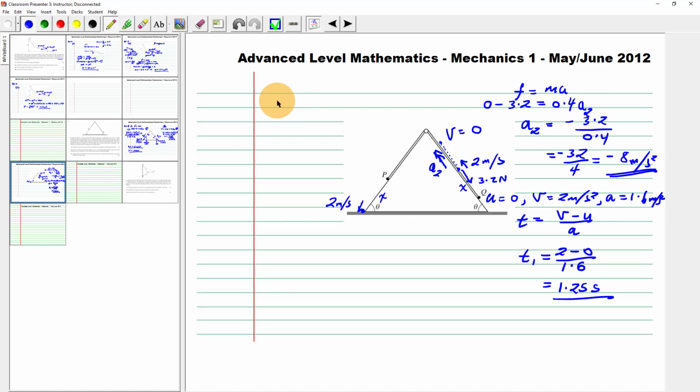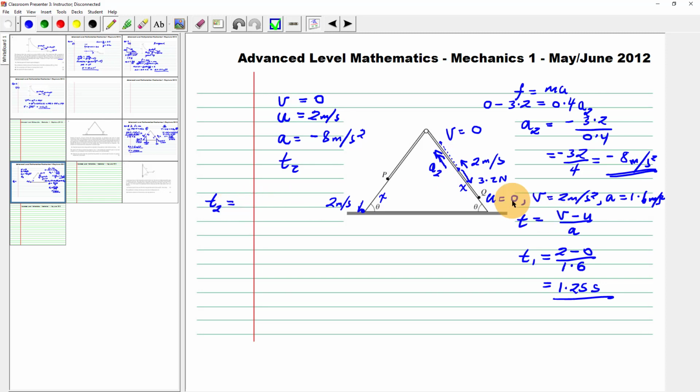For t2, we have this set of values. V is 0, u is 2 meters per second, the a is minus 8 meters per second squared, and we want t2. Again, we can use the same equation. t is equal to v minus u over a, because all the values are there. But this time, we are going to work out t2.